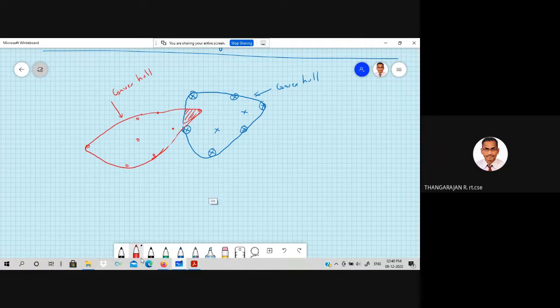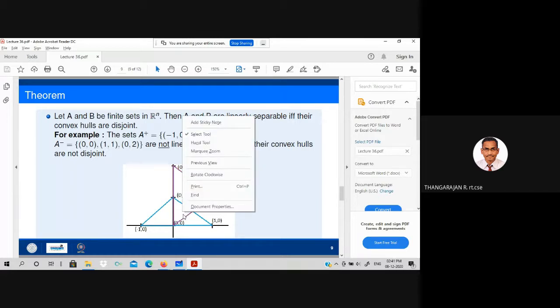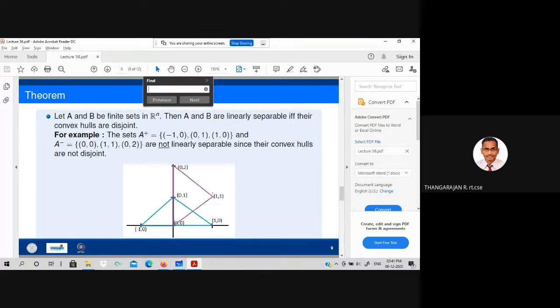So that's the essence of this theorem. It says that these sets of points, A plus and A minus, where A plus are the positive points and A minus are the negative points, are not linearly separable since their convex hulls are not disjoint. See, here you have some overlap. Because of that, you can say that this problem is not linearly separable.